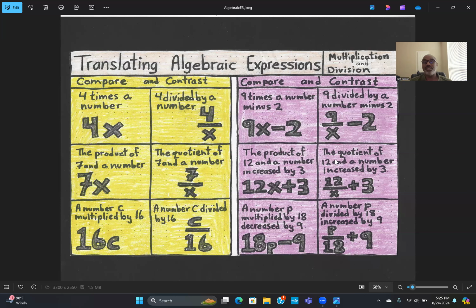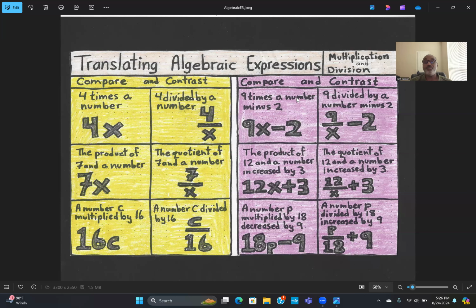Let's go to our lavender section. We're going to compare and contrast over here. Now we have 9 times a number minus 2. What's interesting is that the order of operations applies even to translating algebraic expressions. So we're going to have to multiply or divide before we add or subtract. In this case, we're going to multiply first, then subtract the 2. And so now we have 9x minus 2.